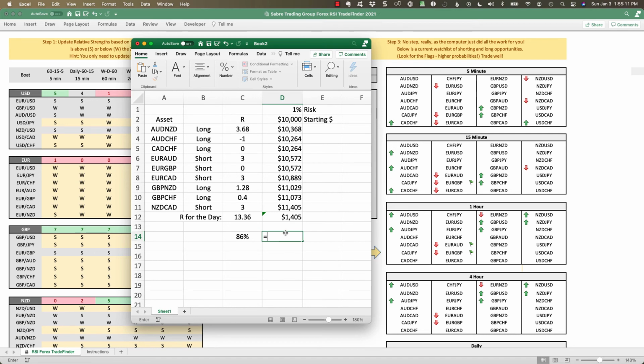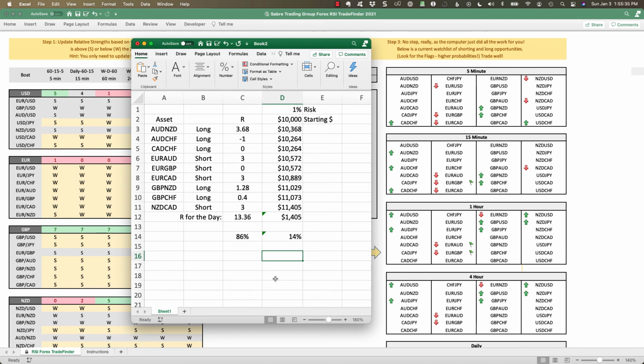So equals this divided by your start. No, that didn't work. Yes, it did. Got to change that to a percent. So we had a 14% return for the day. Imagine if every day you got a 14% return on your trading account. That would totally revolutionize your trading, wouldn't it?